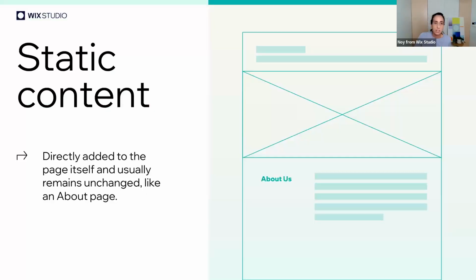Let's see the differences. Static content is what you know up until today. You are using it in your website on a daily basis, I guess. It's the content that's directly added to the page itself, like an About Us page. I will write it in the editor, and if I would like to change that content, I will go into that editor and change it in the specific page it's written. It's usually content that I don't change too often.